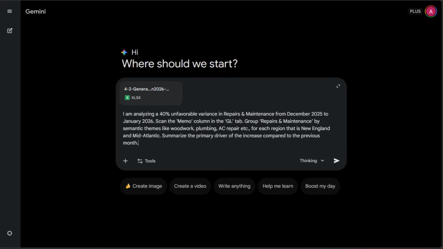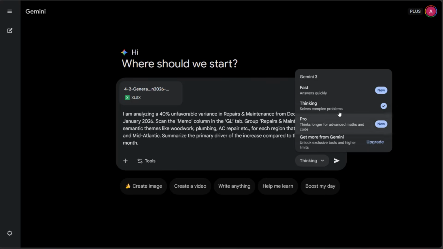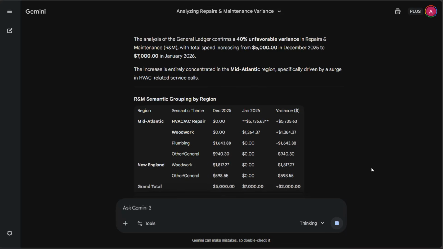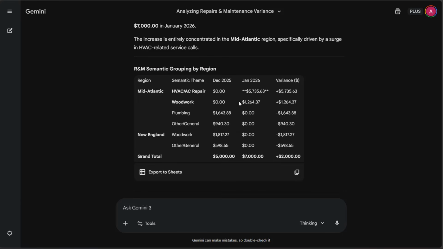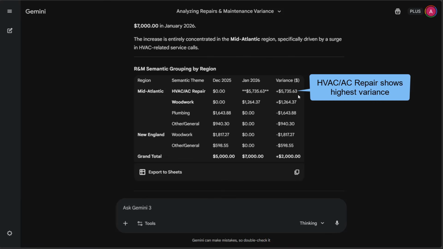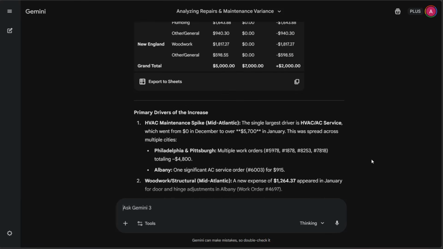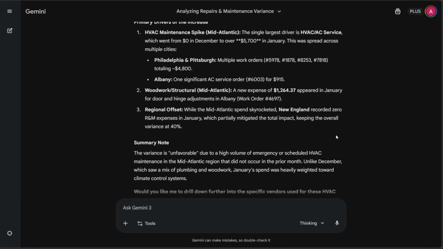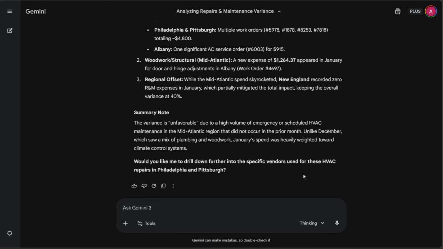Here we are using Gemini's thinking mode instead of fast mode for a detailed analysis. Gemini reads the messy text descriptions that a SUMIF would ignore. It comes back with a precise finding, pointing at HVAC repair and maintenance in the Mid-Atlantic as the primary driver for the increase in repair and maintenance expenditure. At this point, we should read through the AI-generated summary before proceeding to the second layer of analysis.